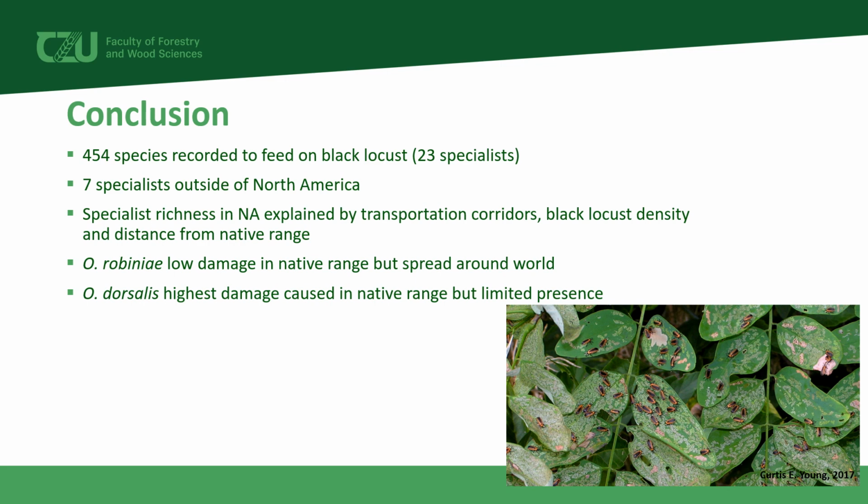To summarize, 454 species feed on the black locust, with 23 of them being considered black locust specialists, and 7 of these expanded their range beyond North America. In North America, the specialist richness can be explained by combinations of factors like transportation corridors, density of black locust, and distance from the native range, concluding that the presence of the host tree facilitates spread of its insect herbivores.